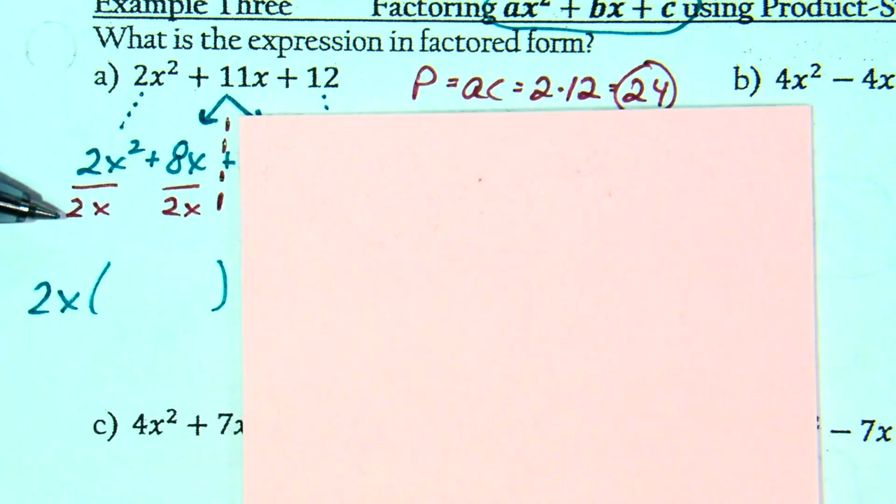X. 2 divided by 2 is 1. X squared divided by x leaves me with x. Plus. What's 8x divided by 2x? 8 divided by 2 is 4. X is canceled.